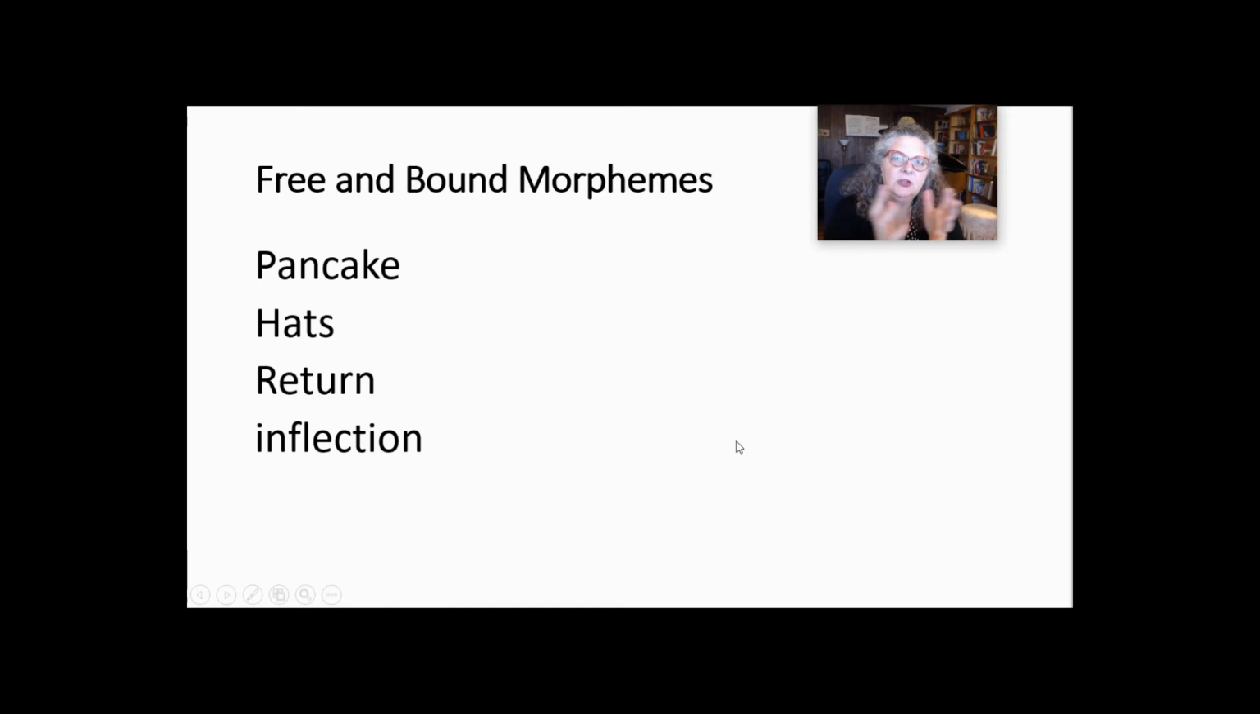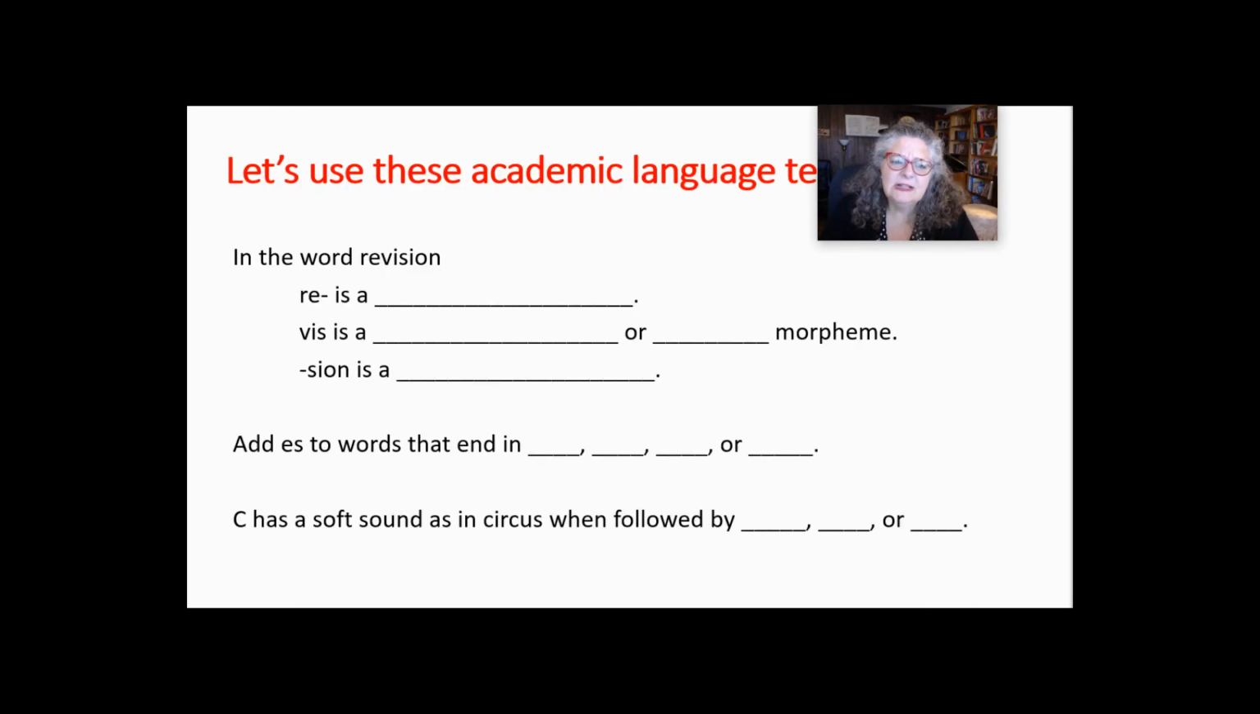So when you're looking at a word, and this is really common on the Reading 090 test for your licensure, they might ask you, how many morphemes in the word pancake? Which morpheme in pancake is free? Is the first syllable in pancake open or closed? So these are all academic language targets that you need to know how to apply to words. So let's practice that. Okay, here we go.